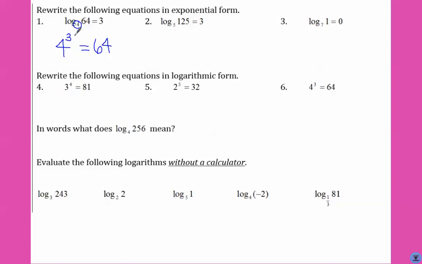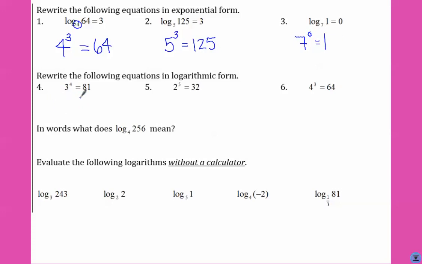And is 4 to the third equal to 64? Yes, it is. So in number 2, 5 is our base, 3 is our exponent, and it's equal to 125, which is also a true statement. Number 3, 7 is our base, 0 is our exponent, and it's equal to 1. And 7 to the 0 power equals 1.